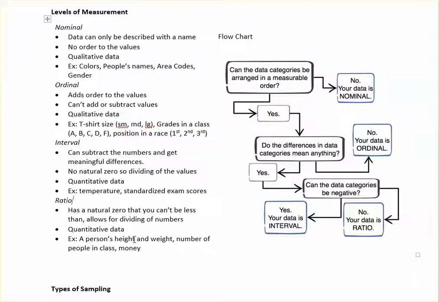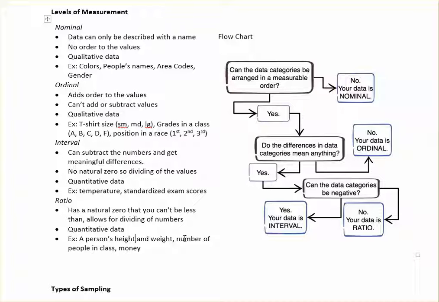So a person's height, you can't have negative height. Someone might be really, really short, but they're still not negative 3 foot or negative 1 foot. You can't be negative weight. You can lose weight, so I can say, hey, I lost 3 pounds, but I can't say, hey, my baby was born weighing negative 2 pounds. There is no negative there.